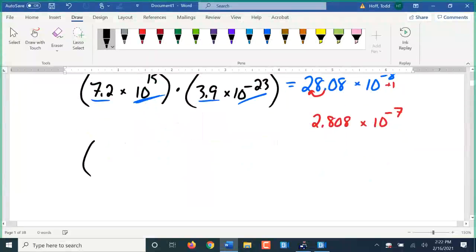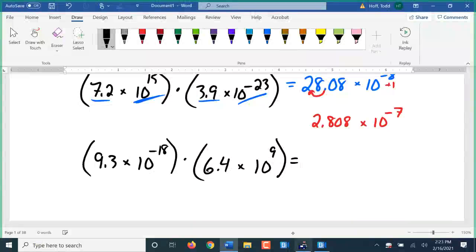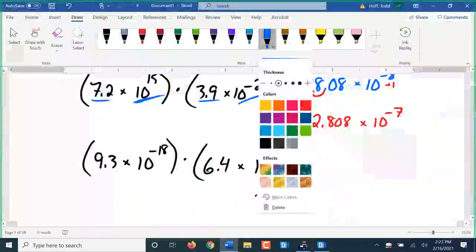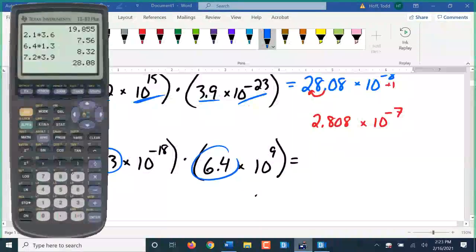Let's do another example of that. 9.3 times 10 to the negative 18th times 6.4 times 10 to the 9th. So again, we combine our counts. 9.3 times 6.4 is 59.52.